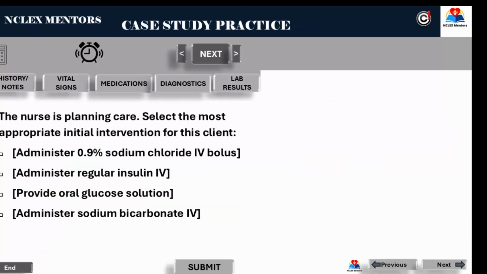Question 4. Generate solutions. The nurse is planning care. Select the most appropriate initial intervention for this client. A. Administer 0.9% sodium chloride IV bolus. B. Administer regular insulin IV. C. Provide oral glucose solution. D. Administer sodium bicarbonate.